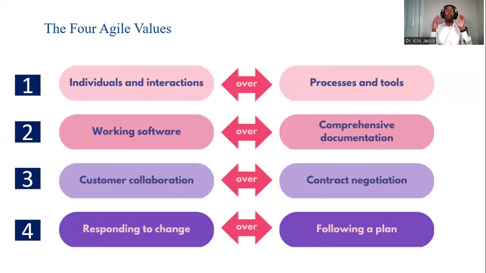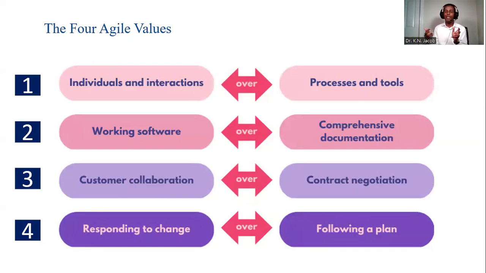For example, project processes and tools are important, but not at the expense of how individuals interact, not at the expense of people and how they interact. The people implementing the project team, and how they interact is more important than the processes and the tools they use. Number 2, having a working software is more important than documenting the process and having a lot of project documents.